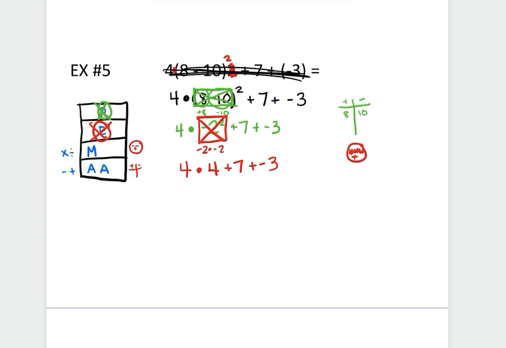Now I can go and do my multiplication. So in my multiplication, do I have any negatives? Nope. Good to go. 4 times 4 is 16. Mark it out. Rewrite. Plus 7 plus negative 3. Now I can go to my next step. I have adding. So I'm going to start at the front. I go plus, so 16 plus 7 is 23. Mark it out. Rewrite. I have plus -3. Adding is done.